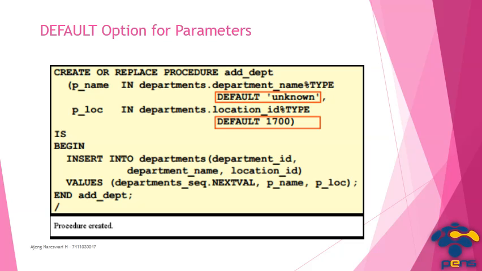Default option for parameters. The picture below is the example of the default option for parameters. You can see from the picture the syntax of the default option for parameters, and if you put in and enter the code, the procedure is created.